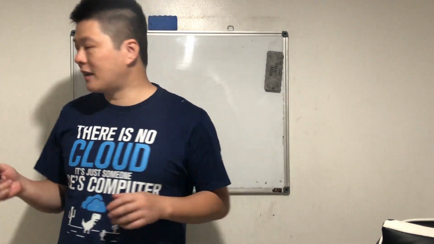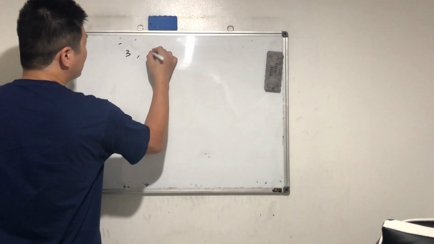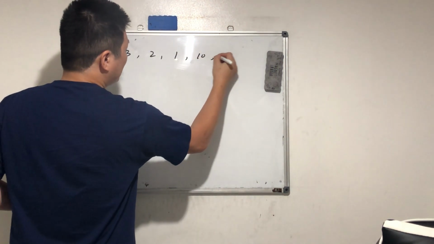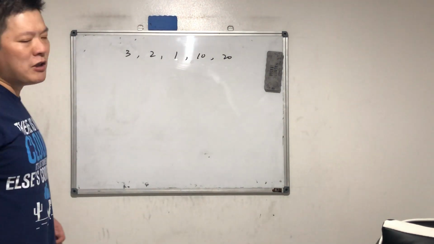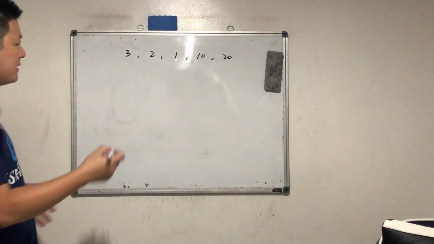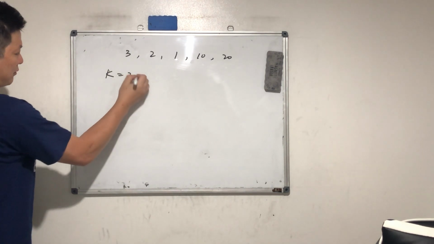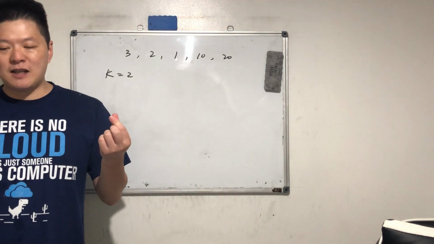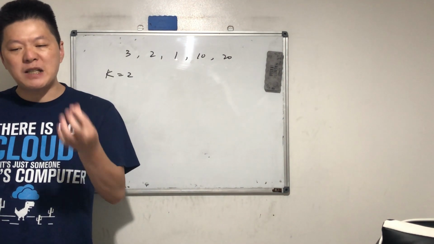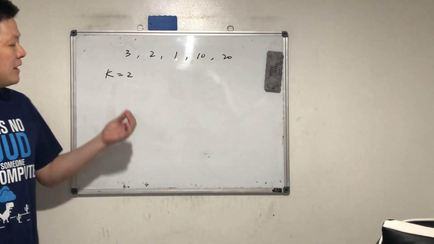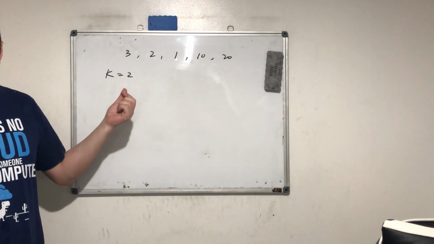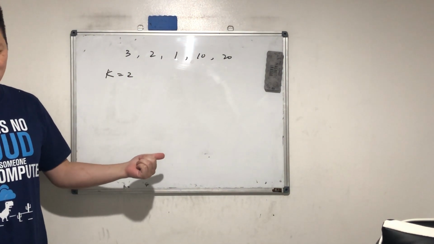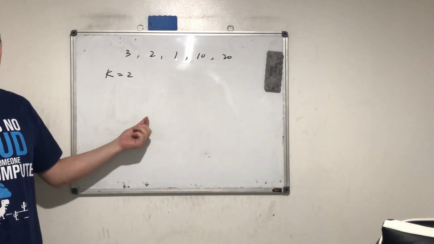Okay, so I have a list of numbers like 3, 2, 1, 10, 20. I want you to pick two numbers. If k equals 2, I want you to pick k numbers. Then find the minimum difference between the highest and the lowest of these two numbers. Am I clear with this problem?